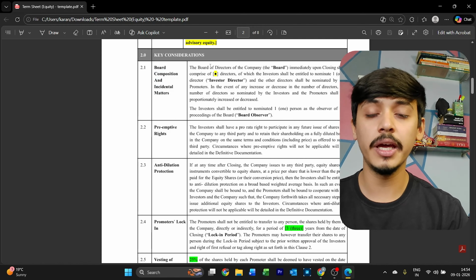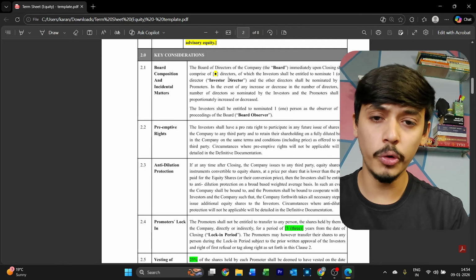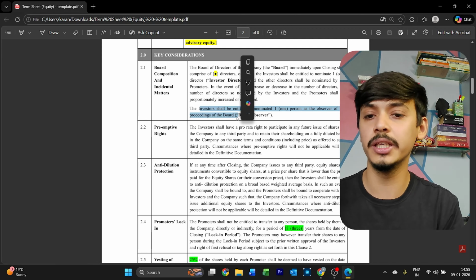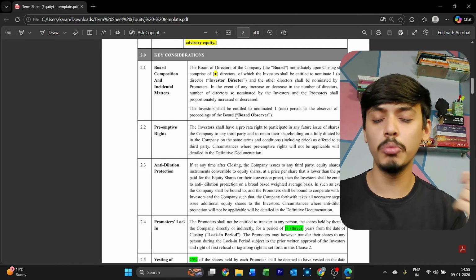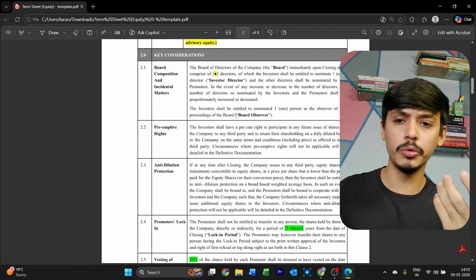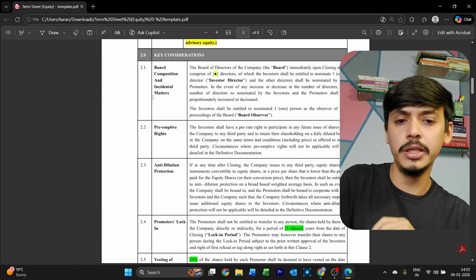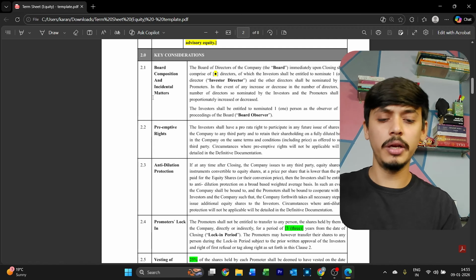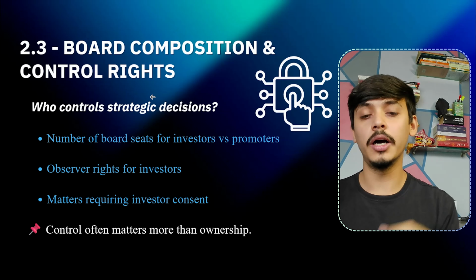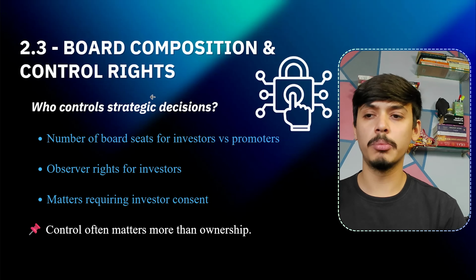So in the term sheet we have that as clause number 2.1 itself, board composition and incidental matters, where the rights of the board is decided from the investors, how many people are going to sit on the board. So the investors shall be entitled to nominate one person as the observer of proceeding of the boards. So this is also defined in more detail in the definitive documents when things are going to be finalized as to what rights have to be given to them. Since here the incidental matters are not covered in the further clauses, definitely there are some of the matters which will need investors approval. We are going to look into those, and this clause over here gives understanding that how many people from the investors are going to sit on the board and they will be making decisions for the company. So that is clause number 2.3.